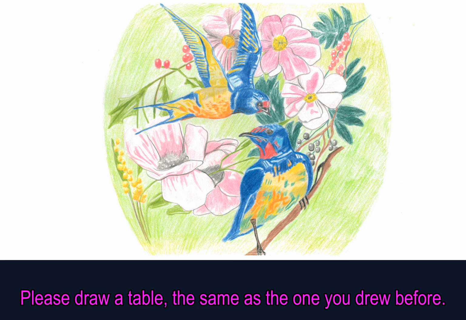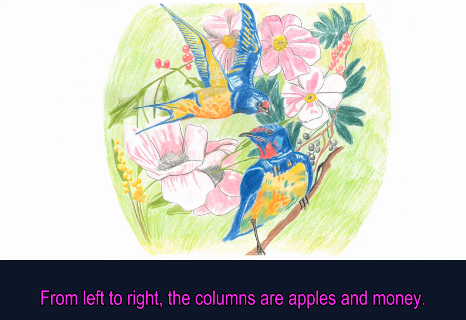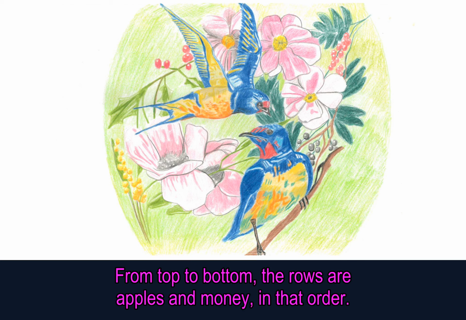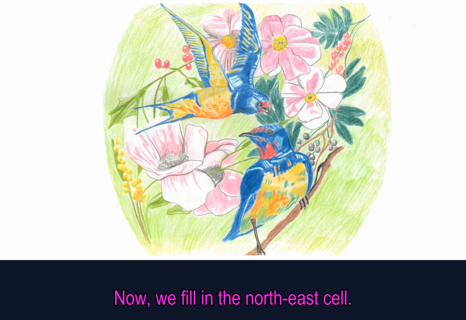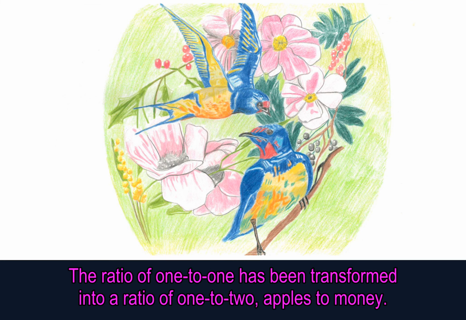Please draw a table the same as the one you drew before. From left to right, the columns are apples and money. And from top to bottom, the rows are apples and money, in that order. Now we fill in the northeast cell. The ratio of 1 to 1 has been transformed into a ratio of 1 to 2, apples to money.